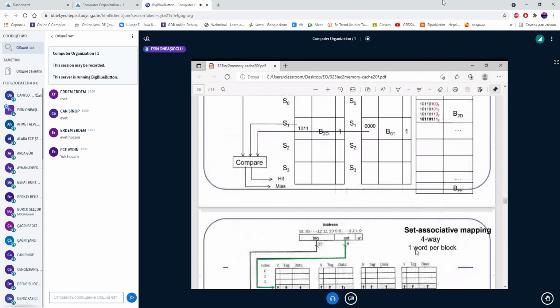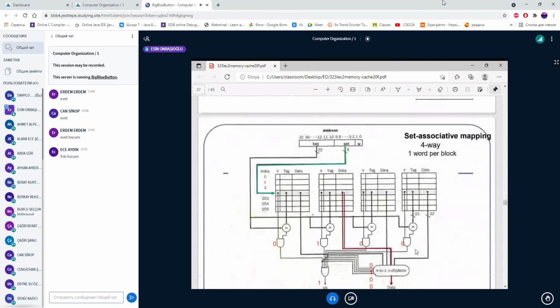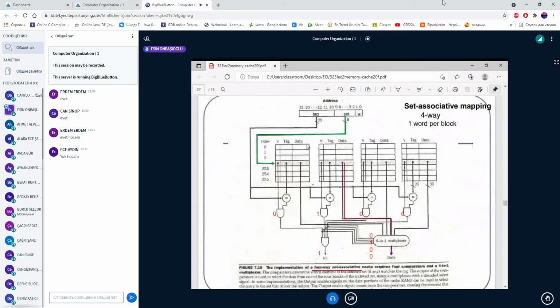Now let's come to this example hardware. Here there are 4 lines, 1, 2, 3, 4.